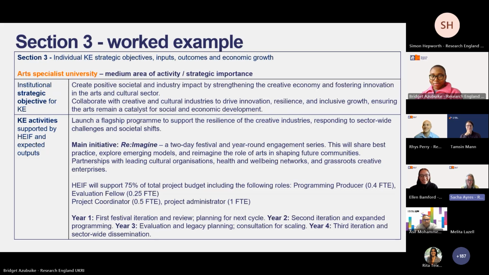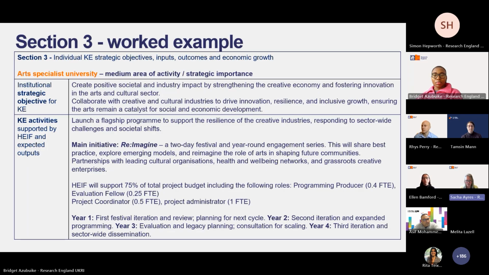Now on to our second one, where we're trying to look at a different type of institution and type of activity. So this is an art specialist university, and this is a medium area of strategic importance to them. They are a smaller organisation with a relatively smaller allocation of HEIF. So we're not expecting to see the same level of detail that we saw in the previous example.